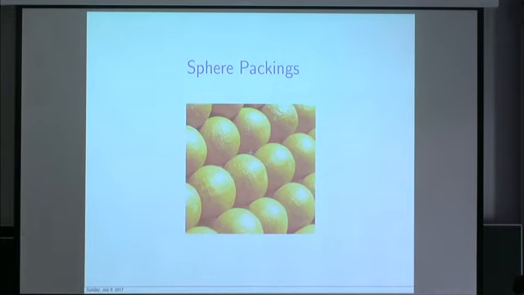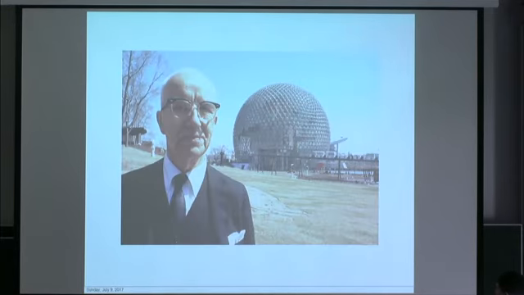I want to go back and talk a little bit about the early history. Buckminster Fuller actually claimed to have a proof of the Kepler conjecture back in the 1970s. He's an architect well known for the geodesic dome, and his claim was just nonsense, but it was sort of out there that people knew how to solve this conjecture.